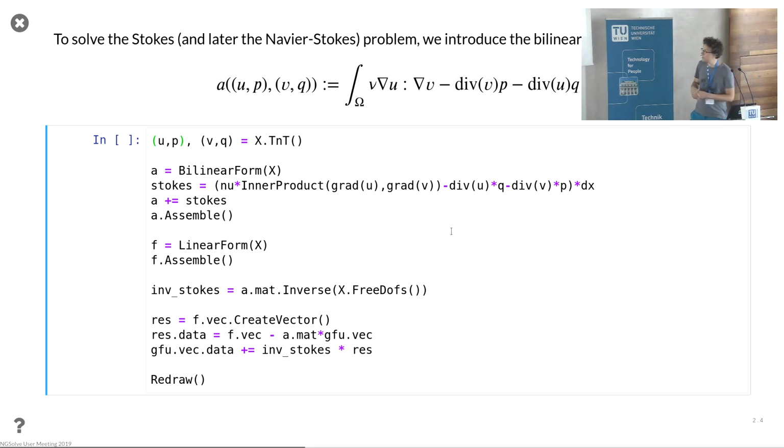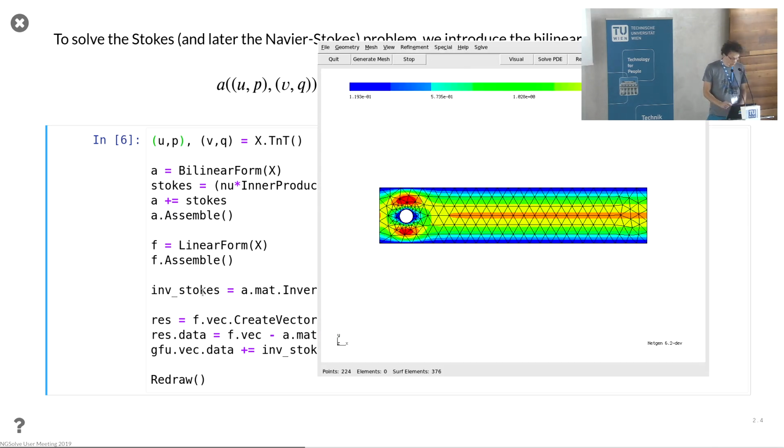For the right-hand side, we have an F linear form, which is just empty, so the assemble does nothing but creating a zero-valued vector. We can set up the inverse of the Stokes matrix, so this is just needed for the initial values, not later on for the time stepping. Okay, so we can execute this and we get pretty much what we would expect.